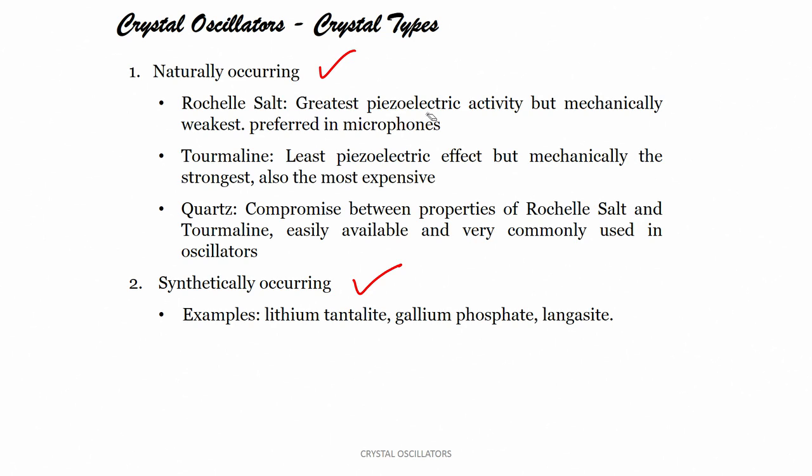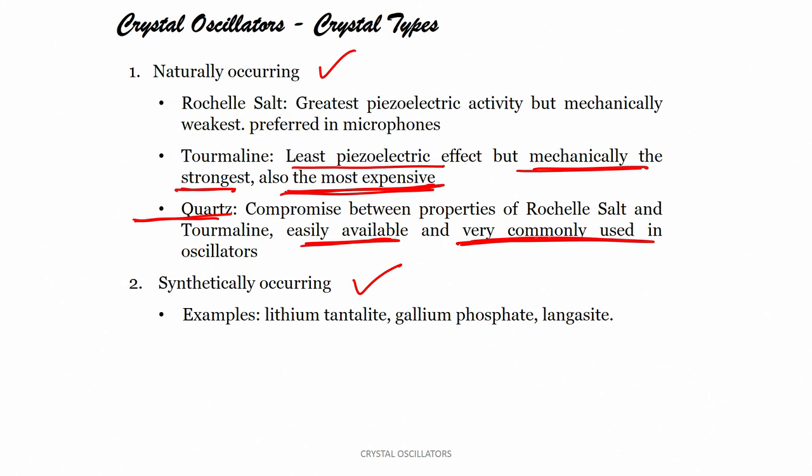Let us see another crystal called tourmaline, okay. This crystal has the least piezoelectric effect, but mechanically it is robust, the strongest, and it is also the most expensive. You see, least piezoelectric effect, but mechanically strong. Let us see the third one, quartz. We have seen quartz many times, right? It is a compromise between Rochelle salt and tourmaline, easily available and very commonly used in oscillators.